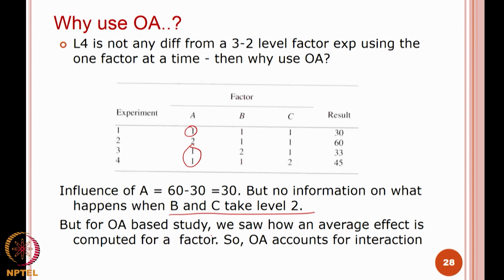But for an orthogonal array based study, we saw how an average effect is computed for a factor. So, OA accounts for the interaction, that is important, and we saw how that interaction is taken into account.